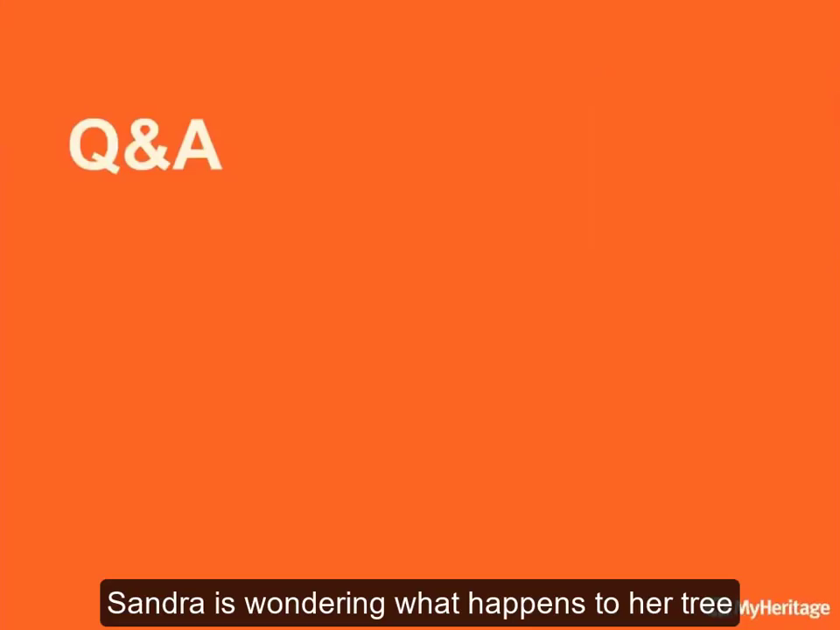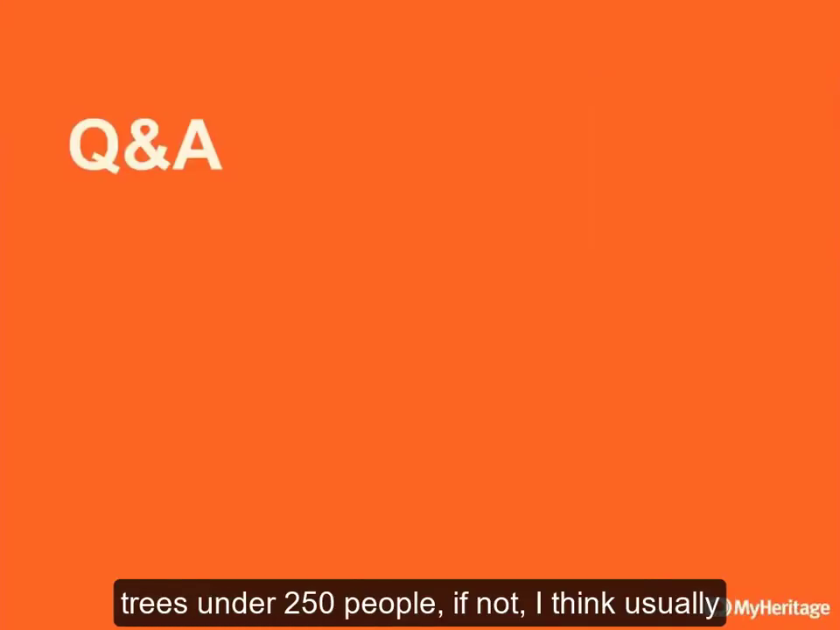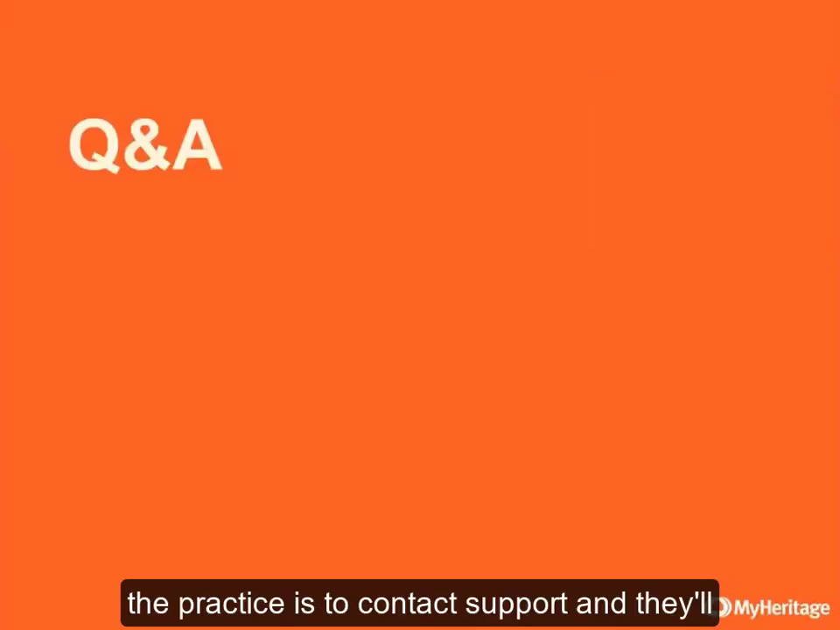Sandra is wondering what happens to her tree if her membership expires. Is it still there? Does she have access, or does she need to keep the membership going? She should have access, especially if her tree is under 250 people. If not, I think usually the practice is to contact support and they'll be able to open it, at least partially.